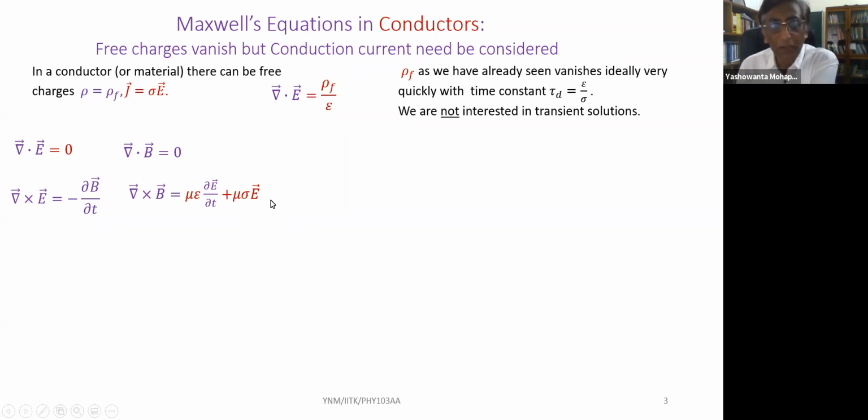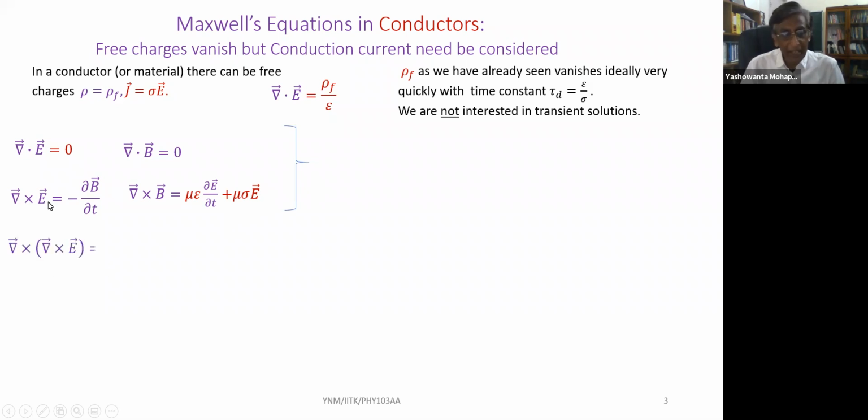But now we cannot ignore the fact that there is a J which is sigma E. So the changes in the set of Maxwell's equations while considering conductors, different from what we had done in dielectrics, are that this is same, this is same, this is same, but in the equation for del cross B, first, it is no longer mu naught epsilon naught, but mu and epsilon, because it's material. In addition, we have this mu sigma term coming in from the conduction current.